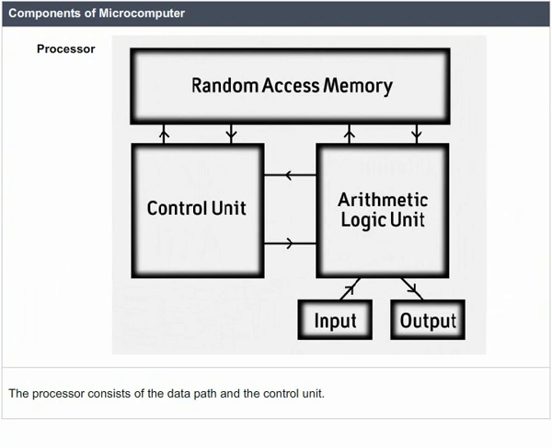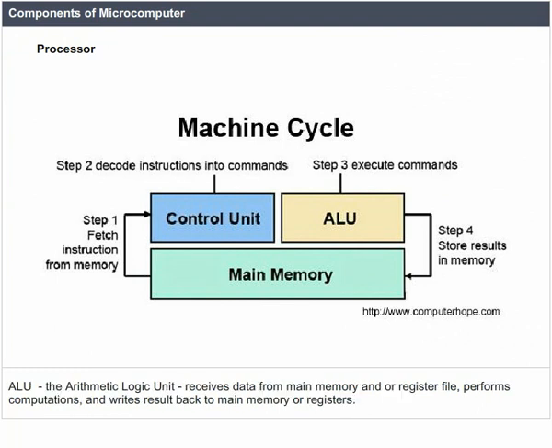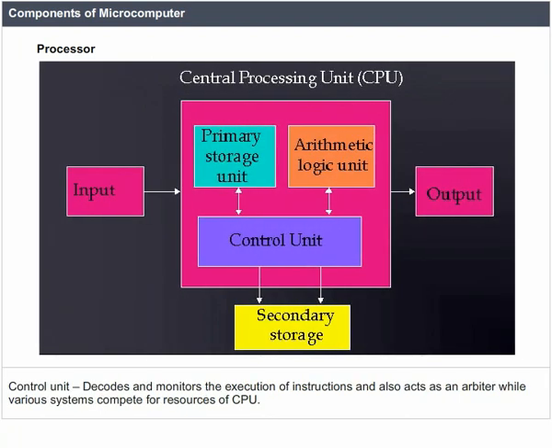Processor. The processor consists of the data path and the control unit. Data path consists of a register file and ALU. Register is a storage location used to hold data or memory address during execution of an instruction. ALU, the arithmetic logic unit, receives data from main memory and or register file, performs computations and writes the result back to main memory or registers. The control unit decodes and monitors the execution of instructions and also acts as an arbiter while various systems compete for resources of CPU.